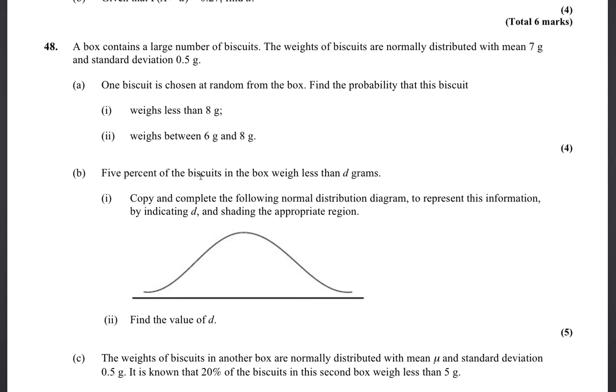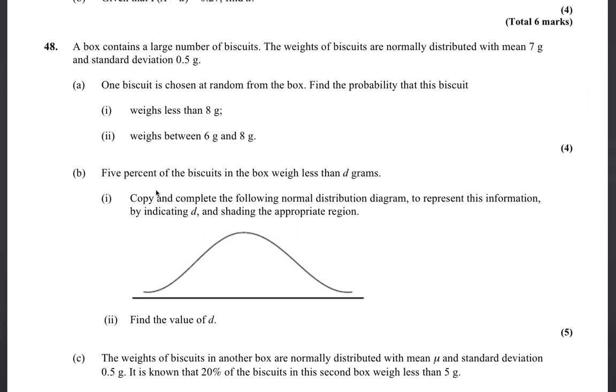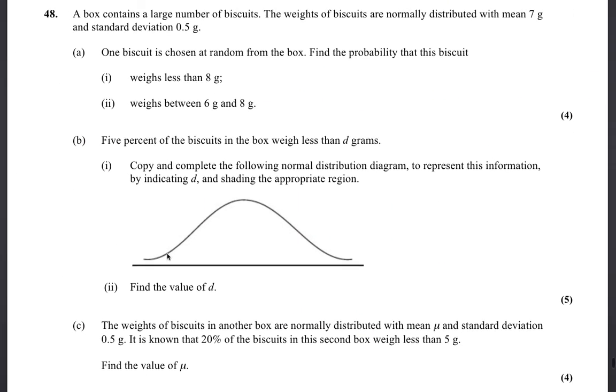And then 5% of the biscuits in the box weigh less than d grams. So that means P of x less than d is 0.05. 5% is 0.05. So d has to be on the left hand side of 7. So let's say d is somewhere here, and then this area. So let us cross check. Yeah, that's correct. d is here, and then this area.